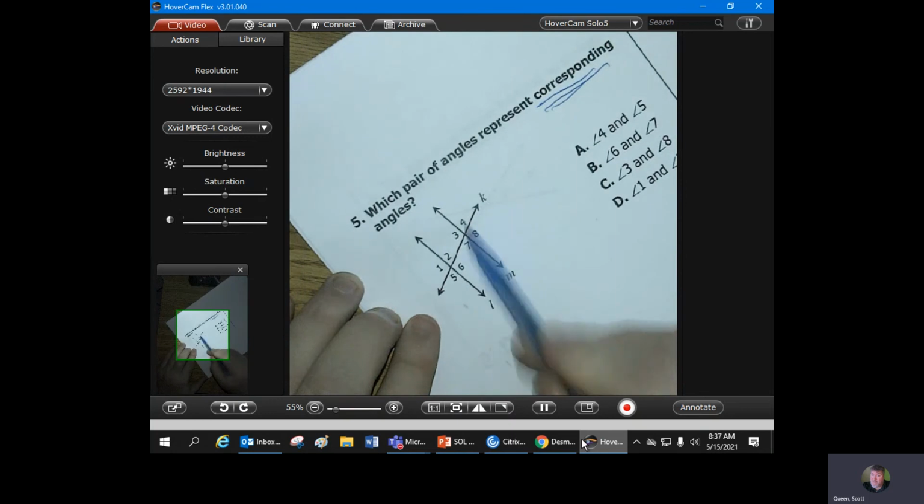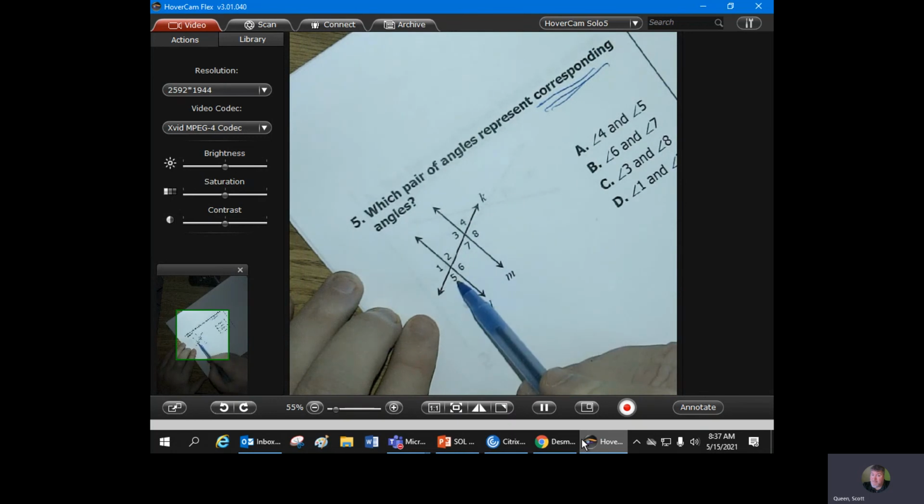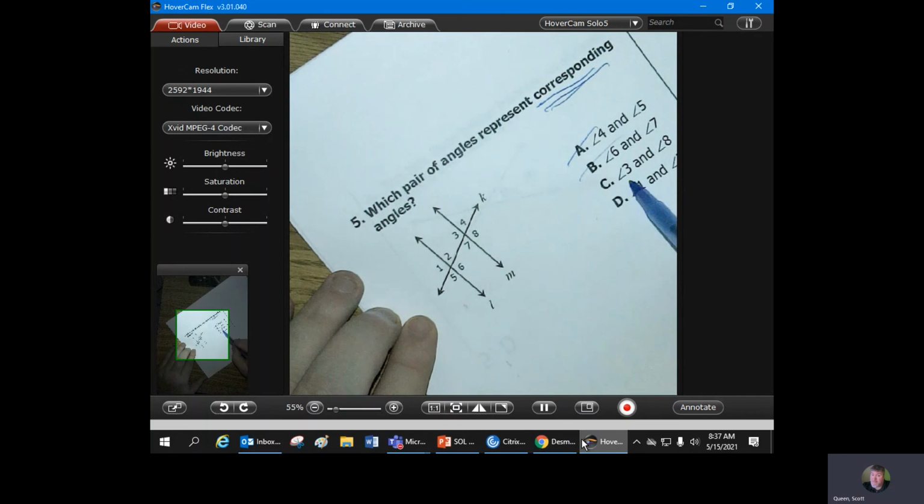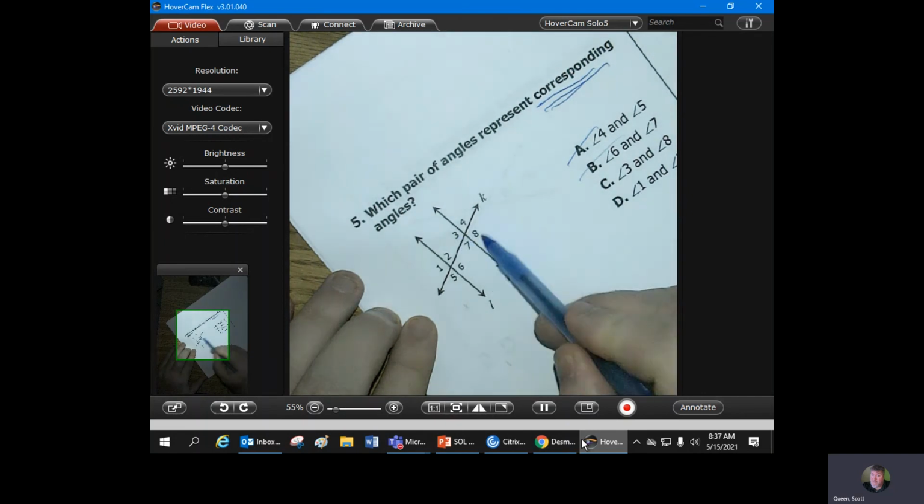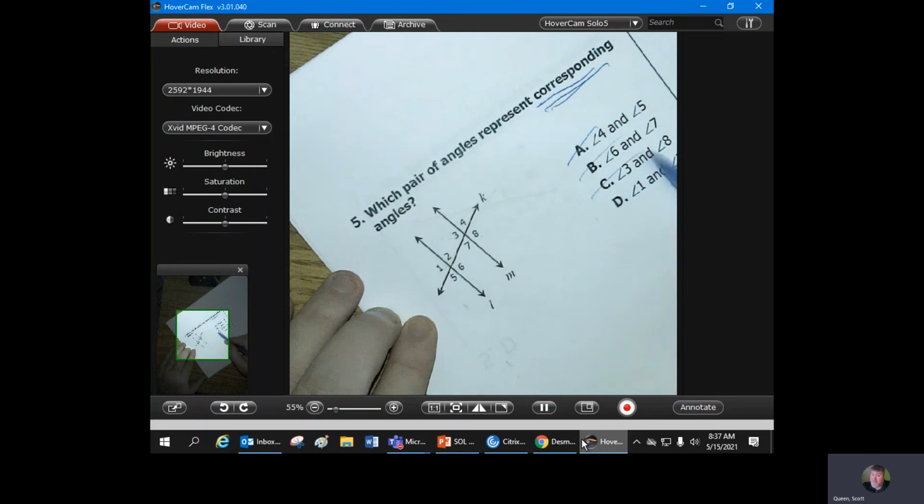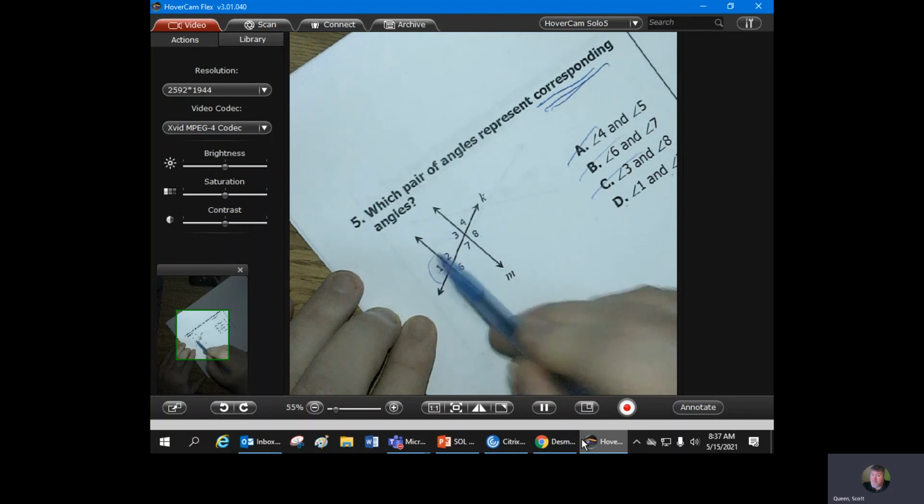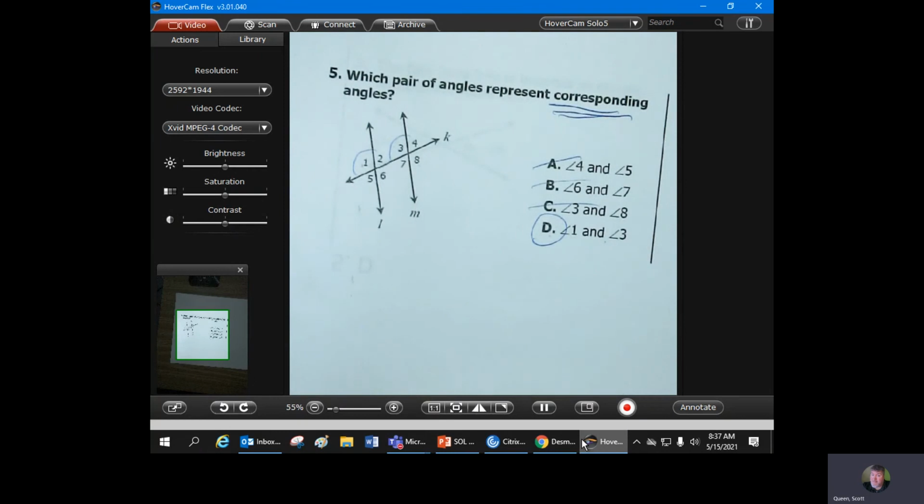4 and 5. Are 4 and 5 in the same spot? Nope. So it can't be A. B, 6 and 7. They're on the same side, but both are inside. Those are consecutive. Can't be B. We got 3 and 8. Those are vertical angles. Can't be that. It must be 1 and 3. 1 is on the same side as 3. One's inside the lines, one's outside. Those are congruent. Those are our corresponding angles. So it's D. You see how I did that? Okay.